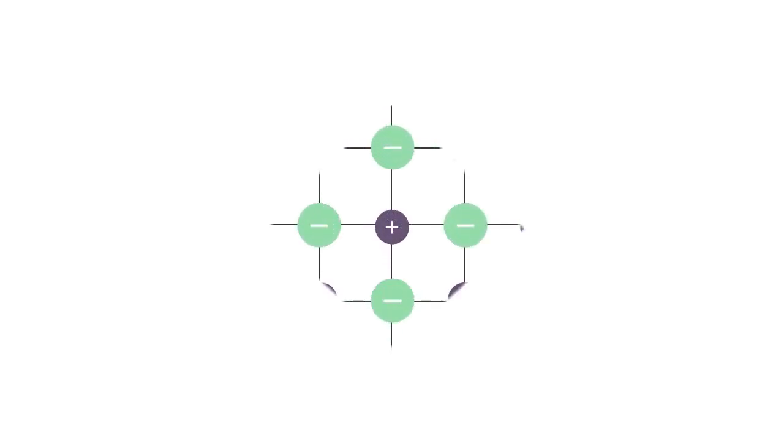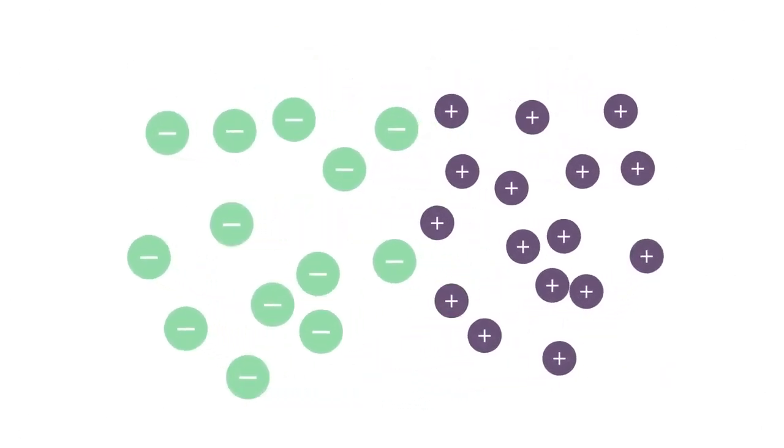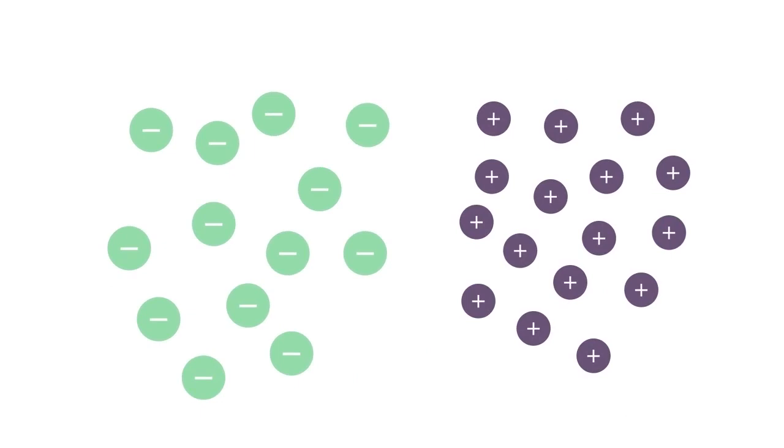overcome these attractions. When we apply force, it breaks the regular repeating pattern of oppositely charged ions, causing ions with like charges to come close to one another. The ensuing repulsion breaks the lattice structure.